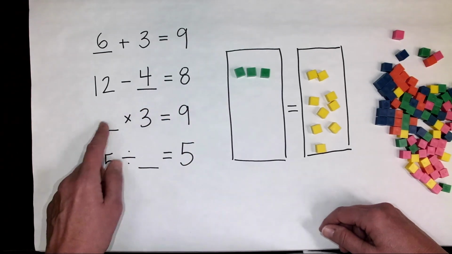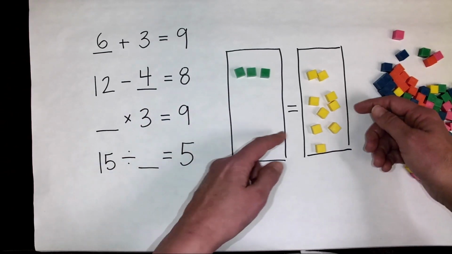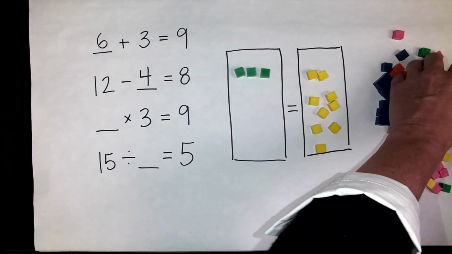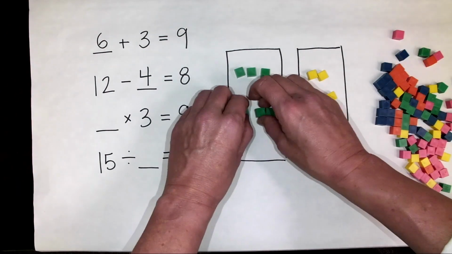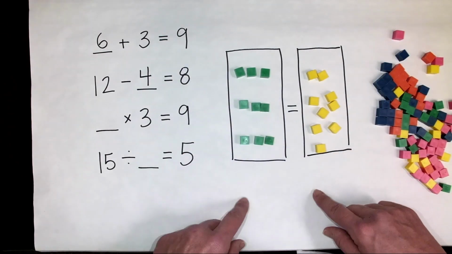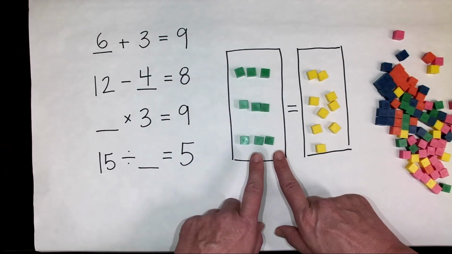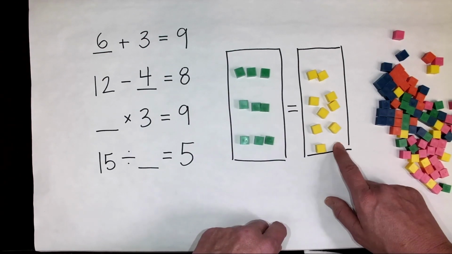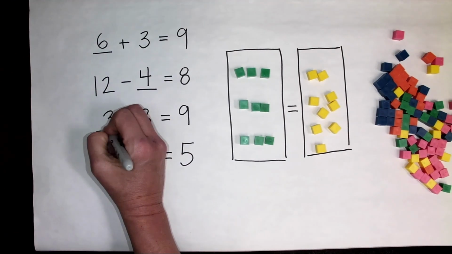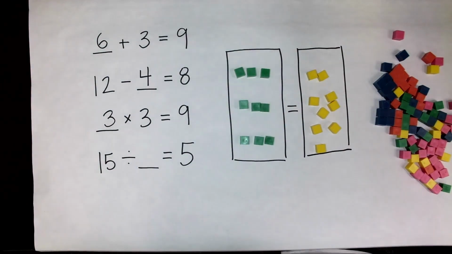Now I need to figure out how many groups of 3 I would have to equal 9. Well, I have one group of 3. If I bring in a second group of 3, that gives me 6. And if I bring in a third group of 3, that helps me have 9. So now 9 is the same as 9. So I can see that I have 3 groups of 3, which is the same as 9.